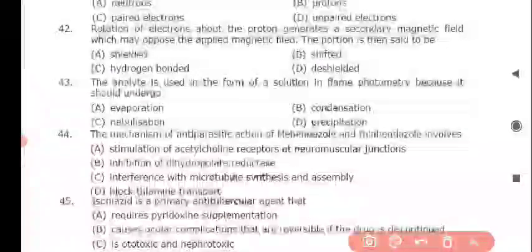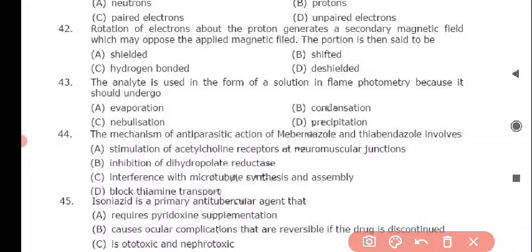The next question is, rotation of electrons about the proton generates a secondary magnetic field which may oppose the applied magnetic field, and the proton is then said to be, and the correct answer is option A, shielded. Next question is, the analyte is used in the form of a solution in flame photometry because it should undergo nebulization. Option C is correct.